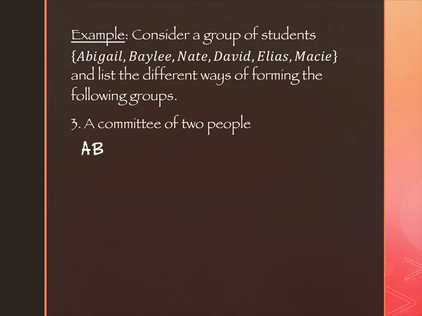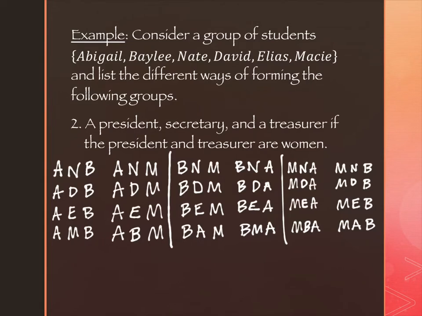Agreed? Agreed. Yeah, sure. But I'm just going to go down the list. So I could do Abigail with Bailey, or Abigail with Nate, or David, Elias, and then one more, Macy. Oh, and I didn't write it on here. How many of these were there? Let me fix that. I didn't count with you. Close. 24. Yeah, there are 24 on this one.